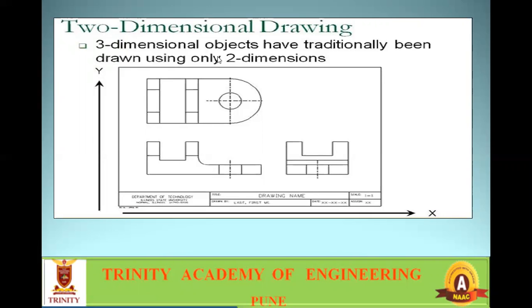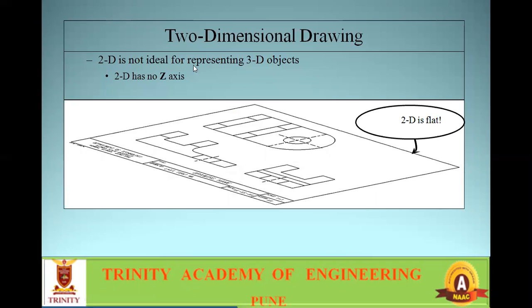Then the next thing, that is two-dimensional drawing. 2D is not ideal for representing 3D objects. 2D has no z-axis, as I told in the last presentation, that is, a two-dimensional thing has no z-axis. 2D is very flat. Now let me tell you some basic details related to it. With the help of text typing, I will go for it.